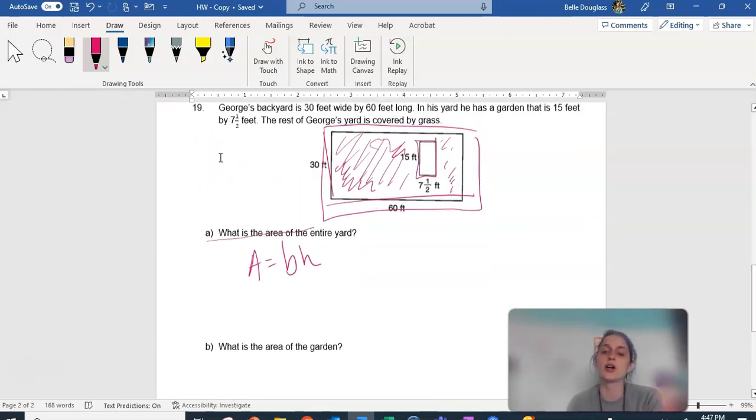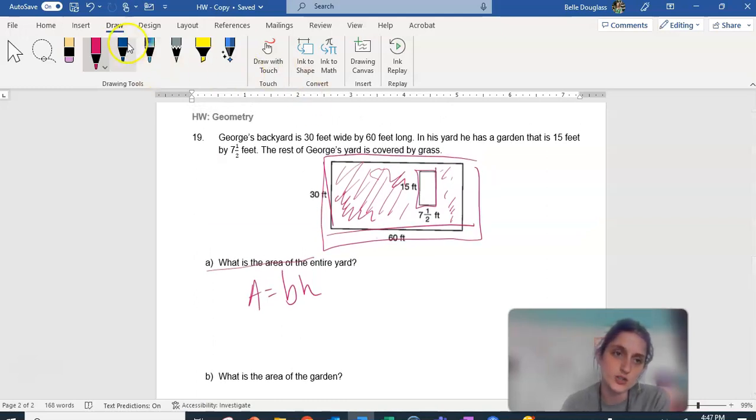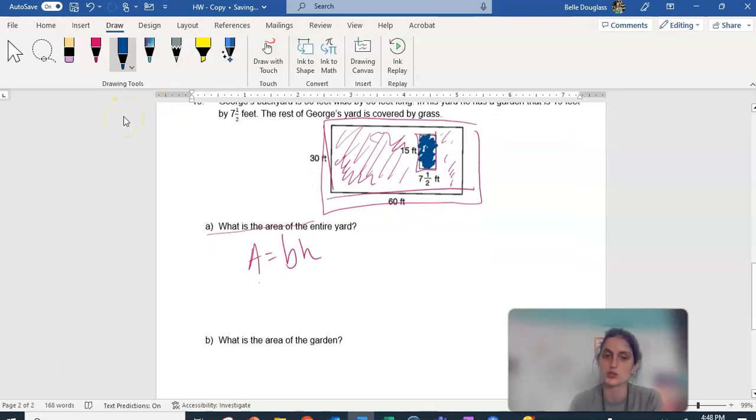What is the area of the garden? Only this, here we'll change. My garden is going to be a beautiful blue color. Only the area of the garden next. Again, area is base times height. If you would rather not multiply with fractions, you can change 7.5 into a decimal version of 7.5 before you multiply. Make sure you have your units.